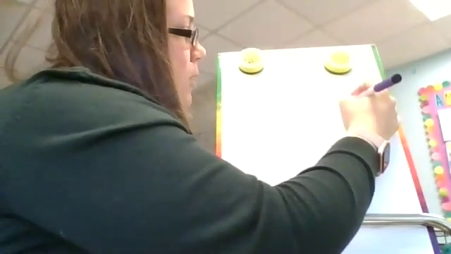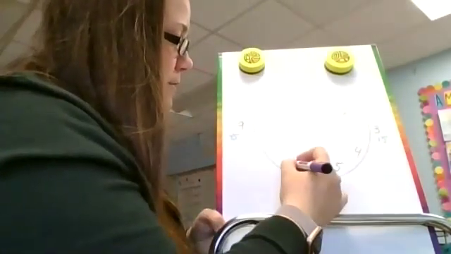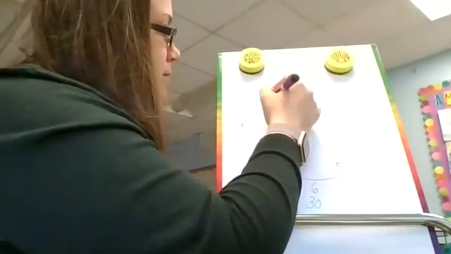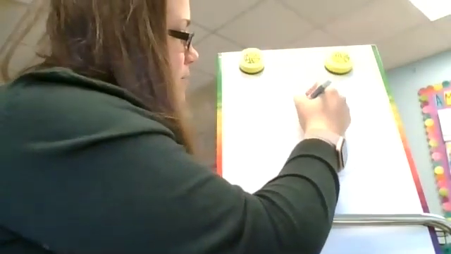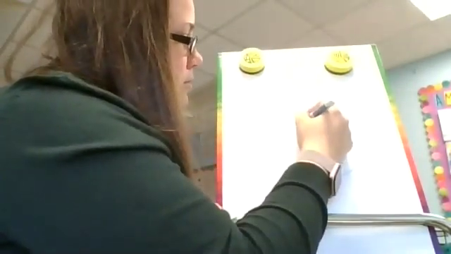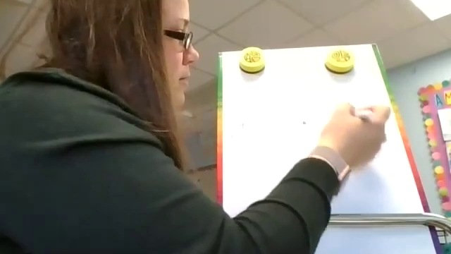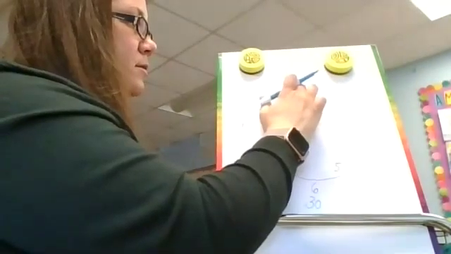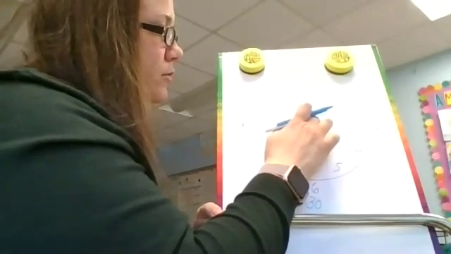So if I go ahead and fill in my numbers around my clock, I have 12, 1, 2, 3, 4, 5, 6, 7, 8, 9, 10, 11, and 12. So just to recap, if Mrs. Diggs' big hand is here and my little hand is here, this would represent 3 o'clock. But what happens if Mrs. Diggs' big hand changes and my little hand changes?